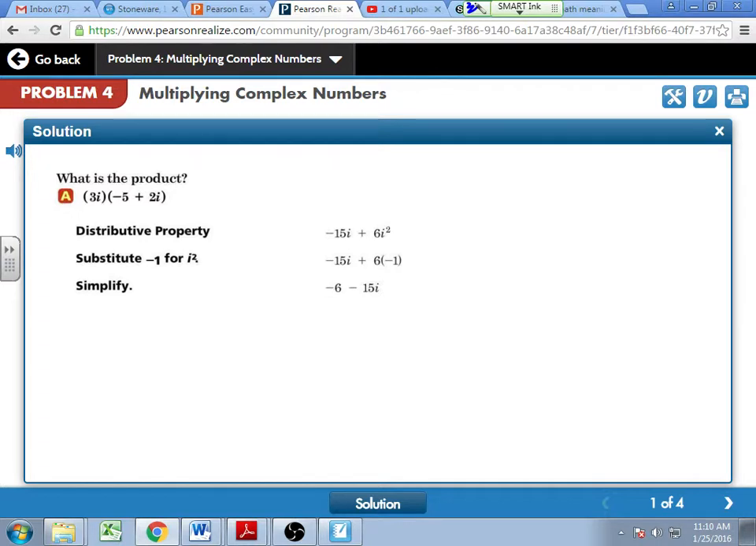Then my i squared, I replace it with negative 1. So that really makes my 6 negative 6. So I've got a real value and an imaginary value: negative 6 minus 15i.